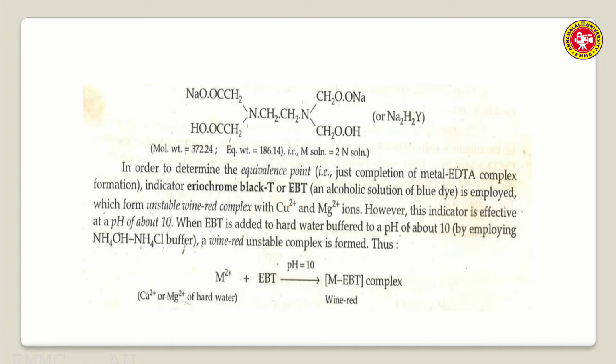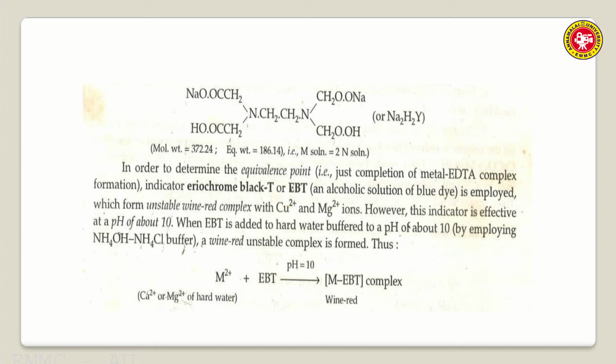Now what you are going to do is add EDTA slowly from the burette and titrate it. The titration end point is indicated by the color change from wine red to blue. What is the reason for that? Once you start adding EDTA, each and every drop of EDTA entering is more complexing agent. When you compare EBT and EDTA, EDTA is a powerful complexing agent.